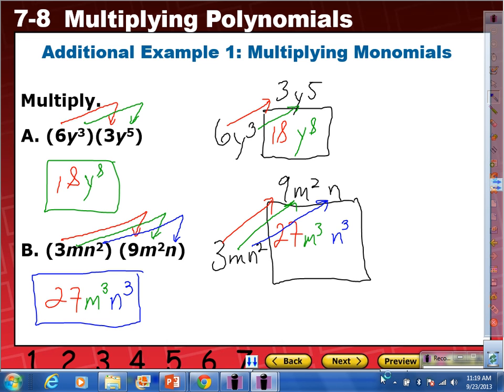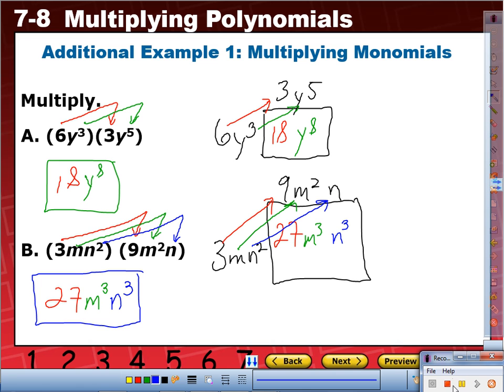Yes, question. If there's 3 what? Variables, you continue multiplying. Oh, 3 different ones? Okay, I'm going to show you that one. Okay? All right, pens down. Let me go over the next one. Okay, here it goes.